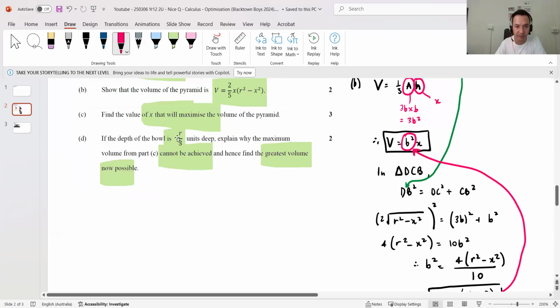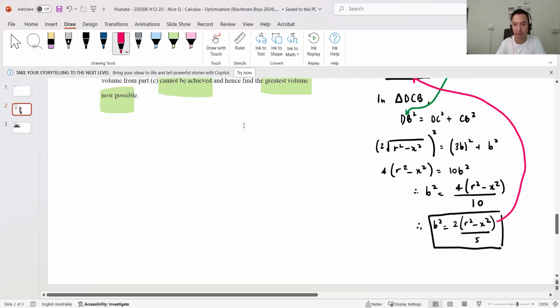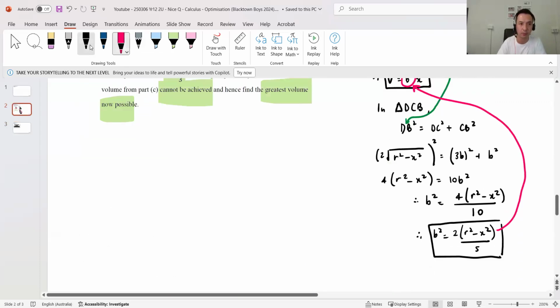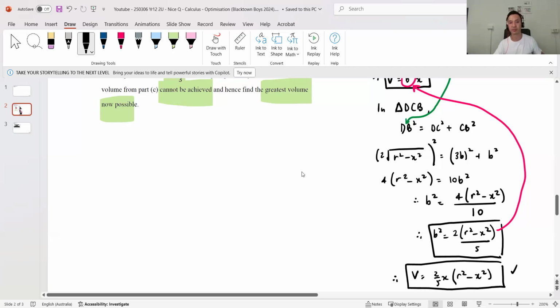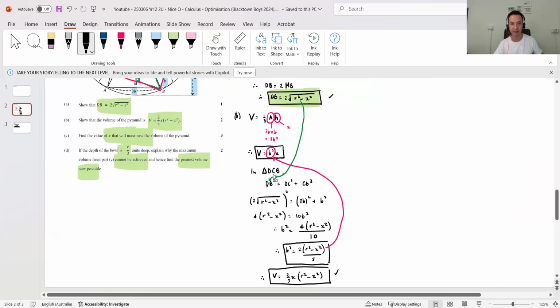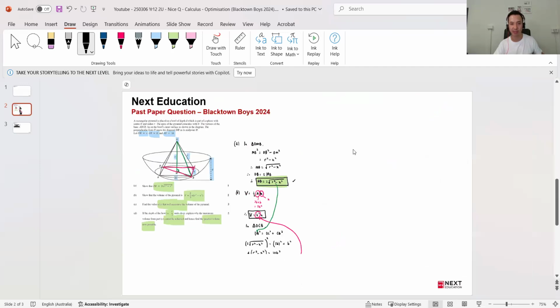So therefore, is it times x? Yep, perfect. Well, that's what I need. Therefore, I've got it that volume equals 2/5 x times r squared minus x squared, which is exactly what they want. Have a quick look. Perfect. Guys, that's part A, part B, right?